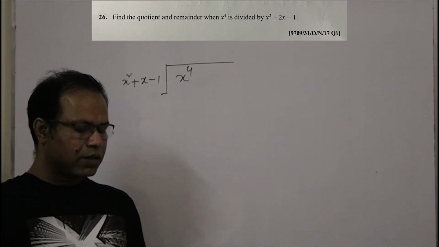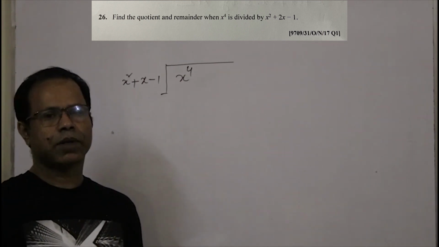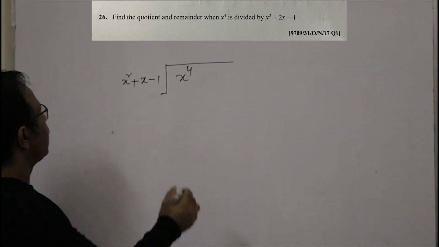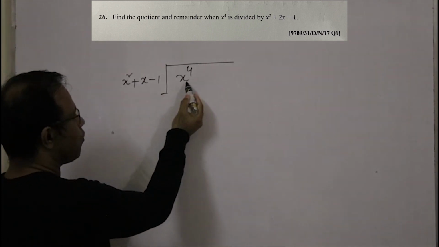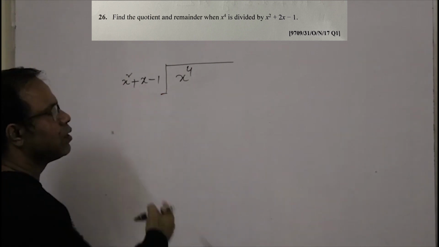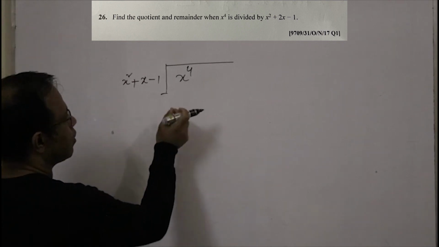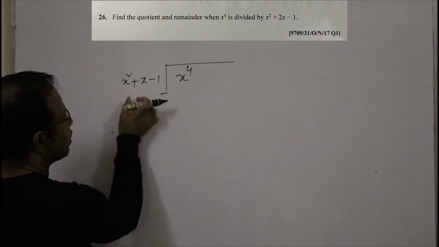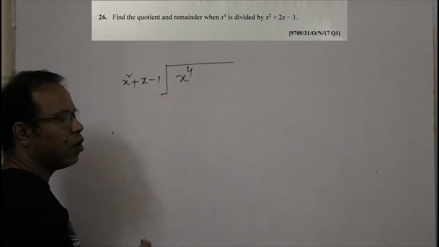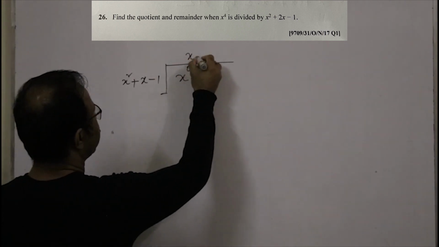Find the quotient and remainder when x to the power 4 is divided by x squared plus 2x minus 1. Here you see our dividend, x to the power 4, is a single term, but the divisor is a trinomial. So here we will consider only the first term of this divisor and the dividend. This one is x to the power 4 and the first term is x squared. So it will go x squared times.